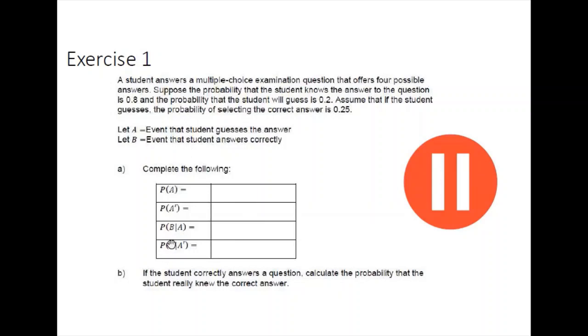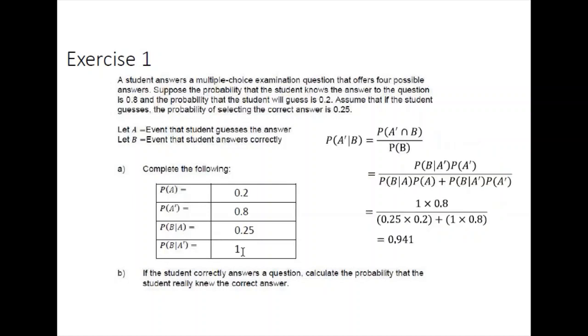And the last one, the probability of B, meaning answering correctly if a student knows the answer. If a student knows the answer, the probability of answering correctly is 1. It's a certain event, 100%. If you know the answer, you will choose the correct one. So this probability is 1.